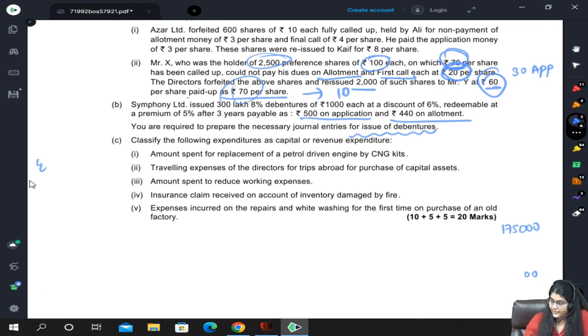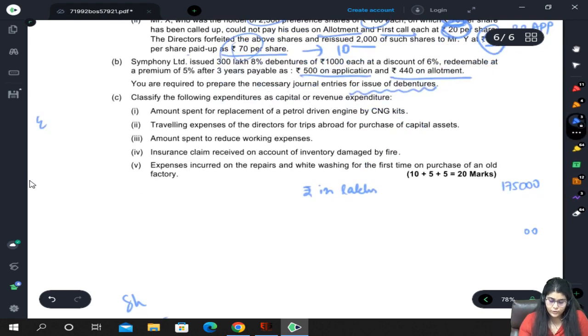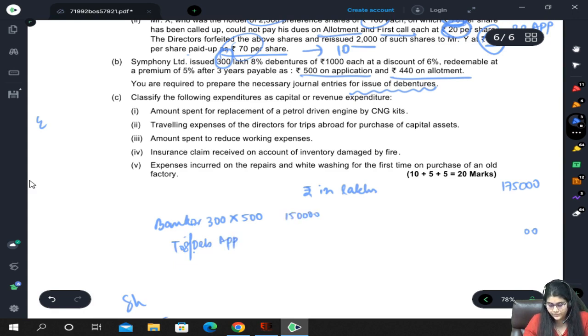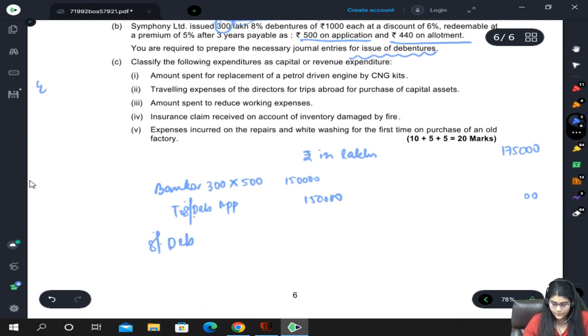300 lakh hai. So let's make everything in lakhs. We will not be writing so many zeros. So upar mein just write rupees in lakhs. Now on issue, we will receive money from the bank first of all. 300 into application money is 500. So bank debit to 8% debenture application. Then we will create the debentures.